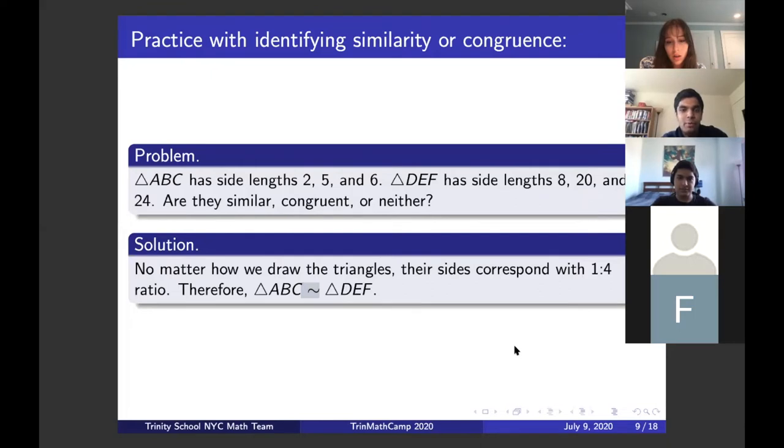Usually when we're looking for similar triangles, if you know all three sides, just look for whether they're scaled up versions of each other. But there are also other ways to do it, which we'll get into, such as if you have side lengths and angles and they're scaled up versions, that'll also help you.